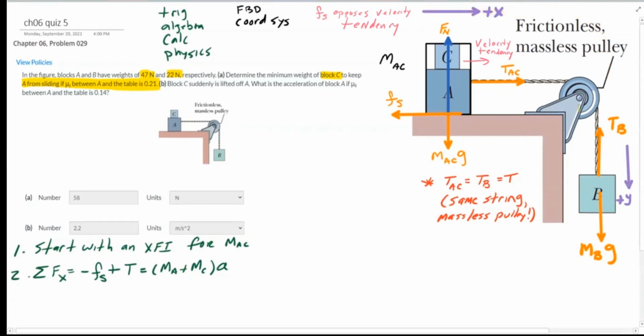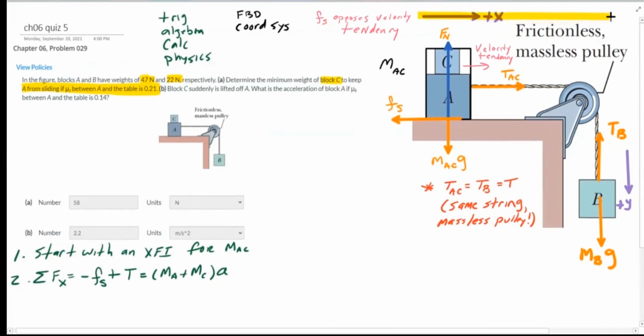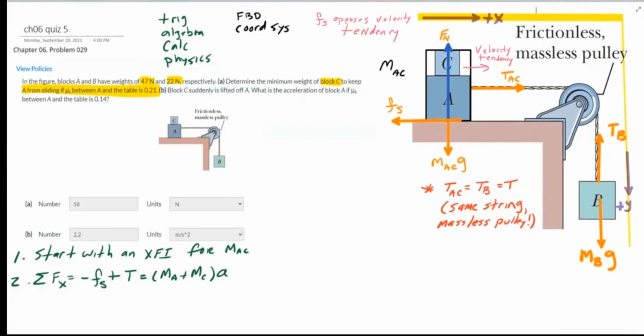Let me draw that again. This needs to flow all the way through. Darn it, easier said than done. This needs to flow all the way through my Y coordinate. So this is what I mean by flow. That is flowing. Flow has to be aligned. All right, that's good. That's my free body diagram.